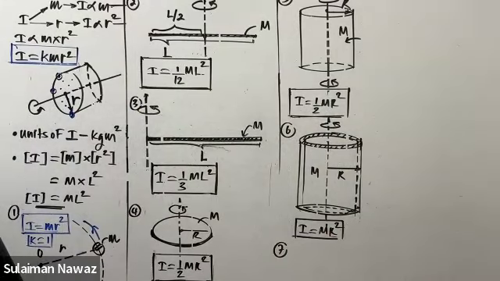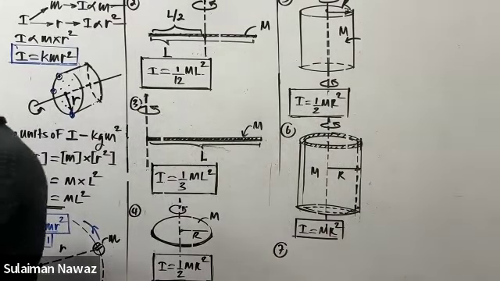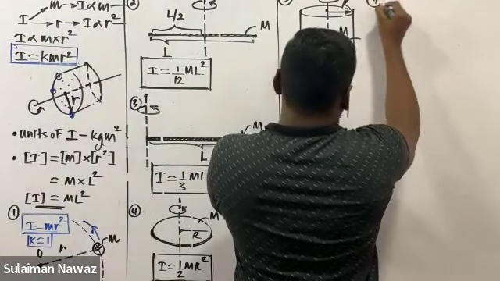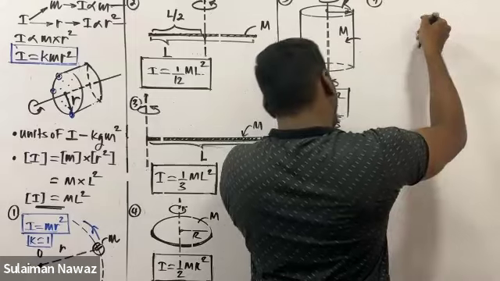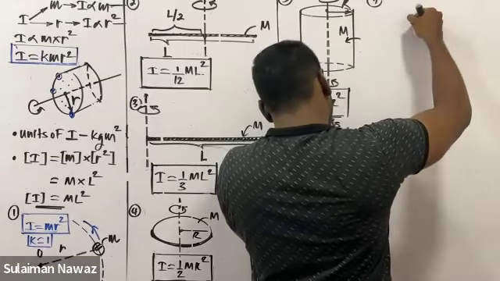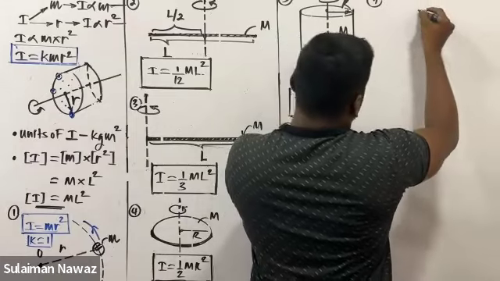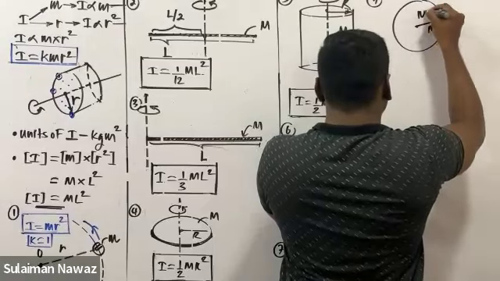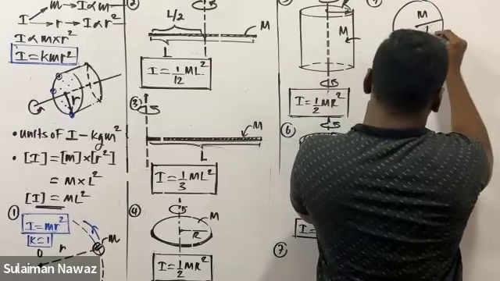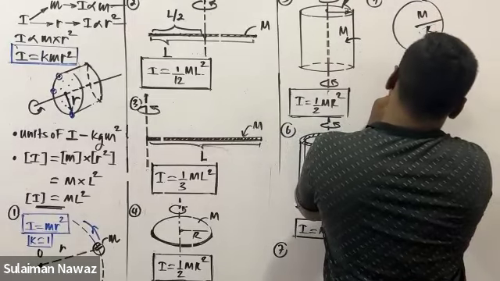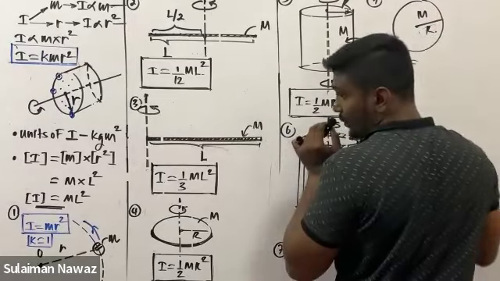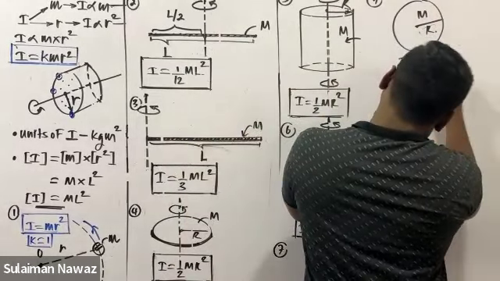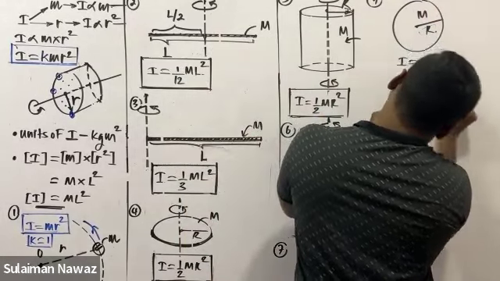Next one, moment of inertia of a solid sphere. Now I can draw a circle, but imagine this is not a circle, it's a sphere. Its radius capital R, mass capital M. Then we can write the moment of inertia as what? I equals, I think, 2 over 5 MR squared.